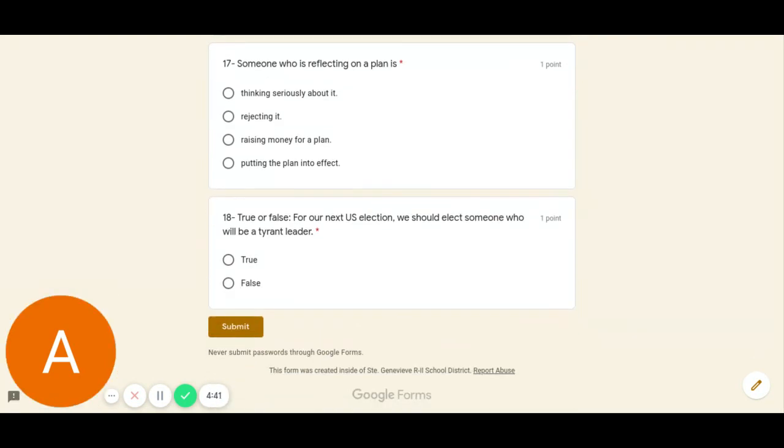Number 18. True or false? For our next U.S. election, we should elect someone who will be a tyrant leader. True or false? When you're finished, please hit the brown submit button.